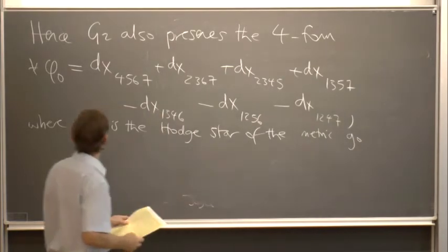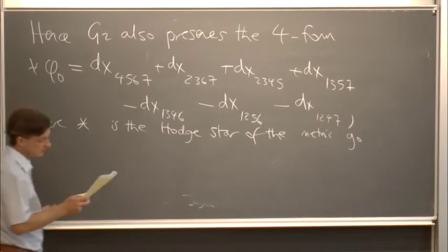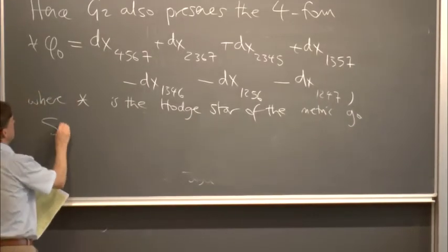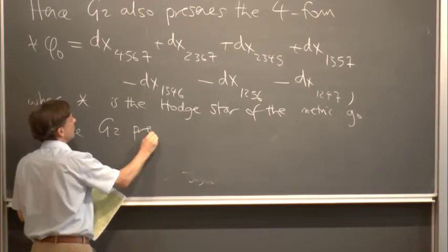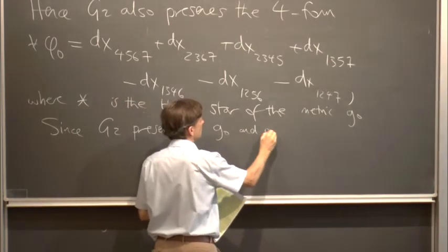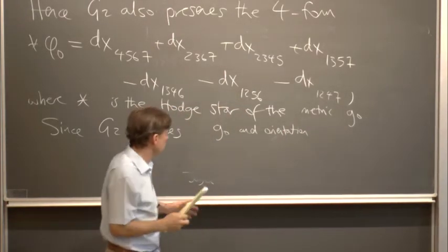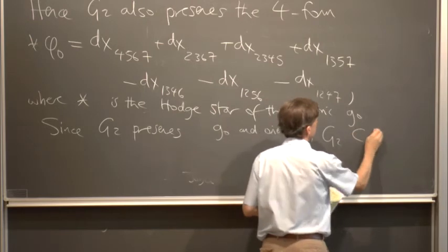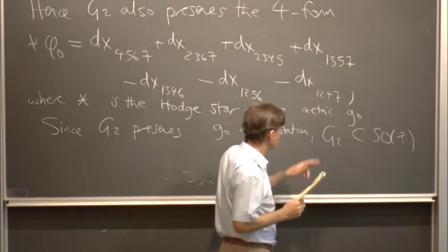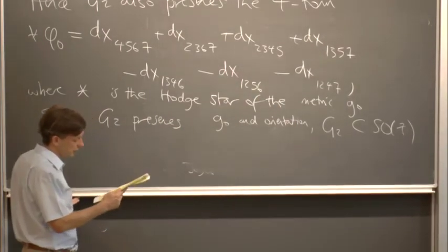G0. So on R7, the two fundamental actors in thinking about G2 structures are going to be this three form and its Hodge dual four form. Okay, and since G2 preserves G0 and the orientation, it's a subgroup of the group which preserves these two. So G2 is a subgroup of SO7, but that's got dimension 14, that's got dimension 21, I think. So it's a proper inclusion.